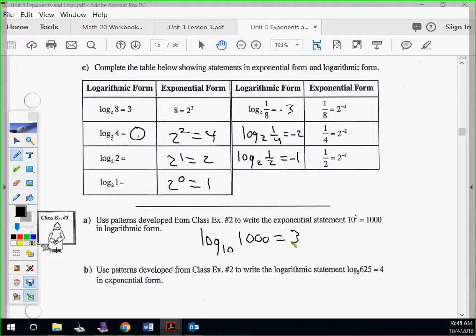Okay, I know we'll go over that too. Okay, so use patterns developed from class level 2 to write the log of this one in exponential form. So we know this one is 5 to the 4th equals 625. So we're just getting good at converting back and forth between exponential and log.